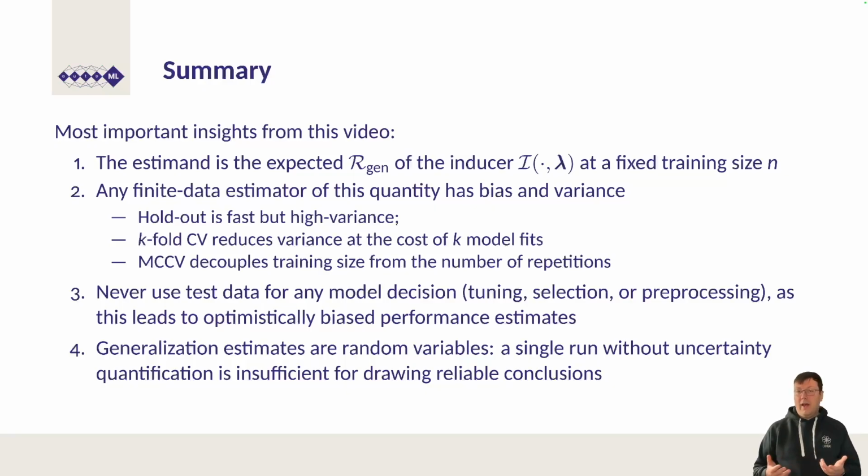Holdout is fast but high variance. K-fold cross-validation reduces variance through averaging at the cost of k model fits. MCCV decouples the training size from the number of repetitions, which is useful when the target sample size matters. Never use the test data for any model decisions. This is the single most consequential rule in this section, and it will reappear in the nested evaluation section when we think about how AutoML systems must be evaluated.